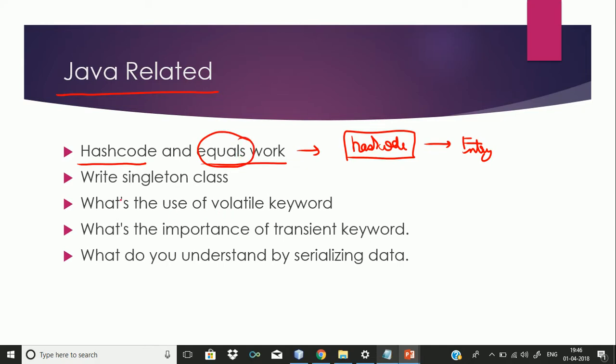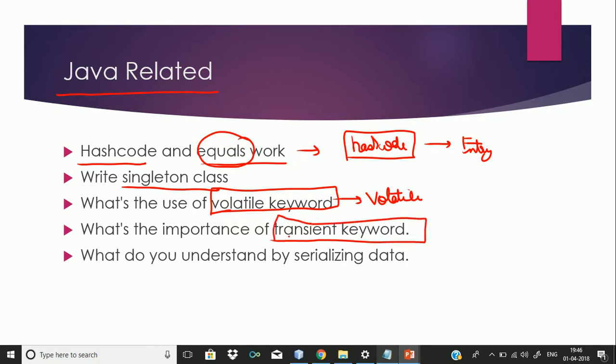Another question was, write a singleton class for me, and in that question only he asked me what is the use of the volatile keyword. So if you have to pick the data from main memory always, then you can use volatile as the keyword in Java. What's the importance of the transient keyword? If you don't want your data to be persistent, then you can use the transient keyword for that. Another thing was, what do you understand by serializing data?